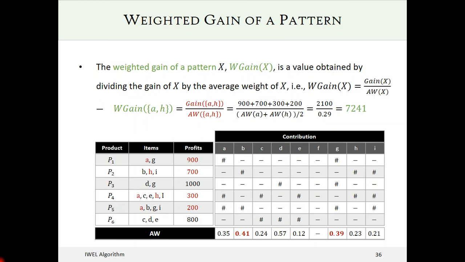For example, the weighted gain of AH is equal to the gain of AH divided by the AW of AH. We already calculated the value of the gain of AH, which was the total profit of products including A or H, as well as the value of AW of A and H, which was the average of AWs of items A and H. So the final value for Wgain of AH will be equal to 2100 divided by 0.29, which is equal to 7241.